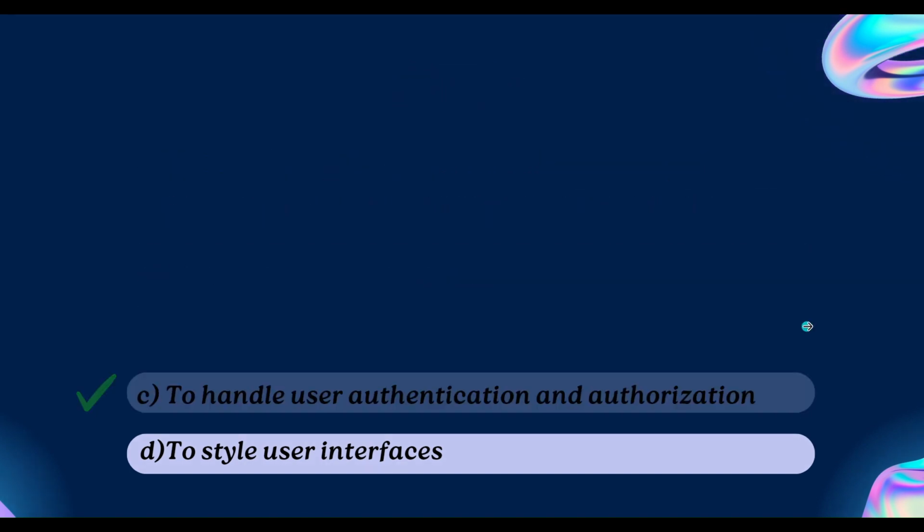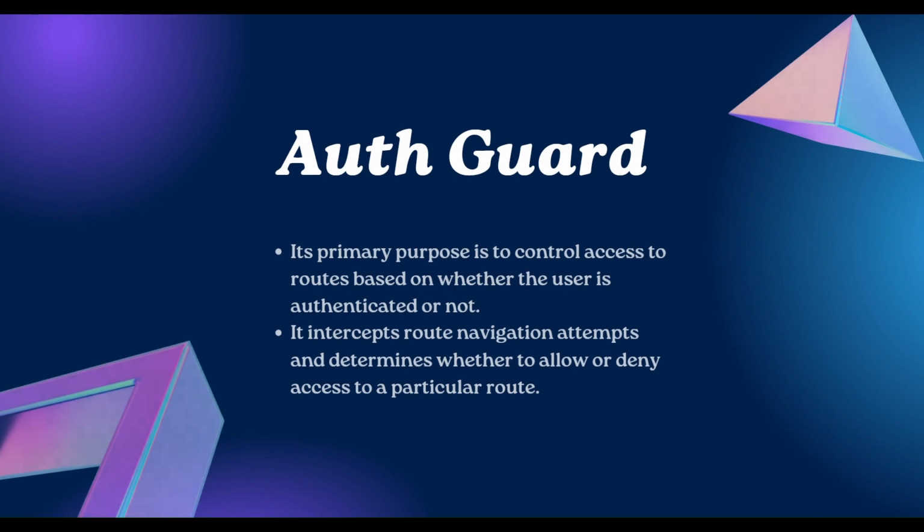Moving on, our next topic is the authentication guard. This guard is used to control access to the routes based on whether the user is authenticated or not. The authentication state of the user, whether logged in or logged out, comes from the service file. The service file will check whether the user is authenticated. If it is authenticated, it will access all the routes. If not, it will control the routes on that basis. It intercepts the route navigation and allows or denies the application to route to a particular page or not.